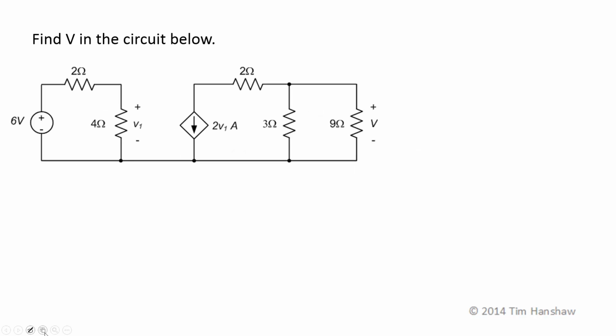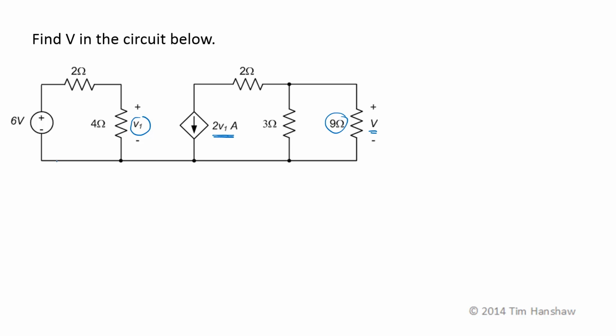Okay, we want to find the voltage V across this 9 ohm resistor, but we have a dependent source in this circuit here. And in fact, it's a current source and it depends on a voltage over here, so it's a voltage controlled current source. So we're going to need an equation that will allow us to get a number for V1 eventually. So let's see if we can analyze this side of the circuit to get V1.